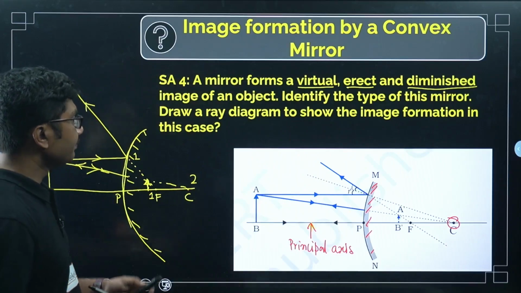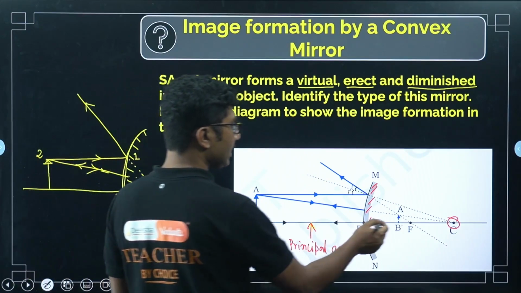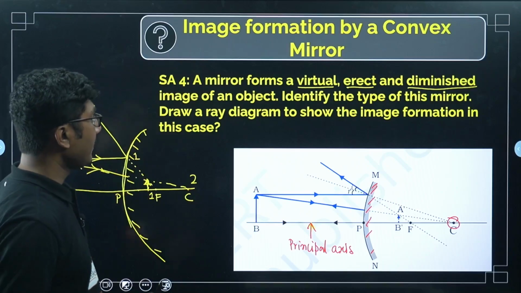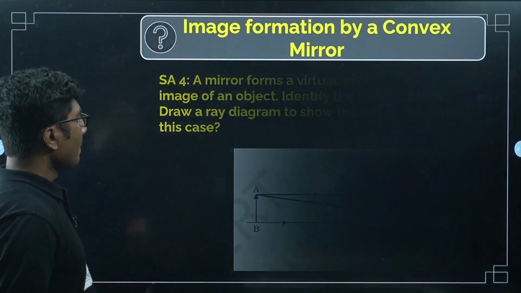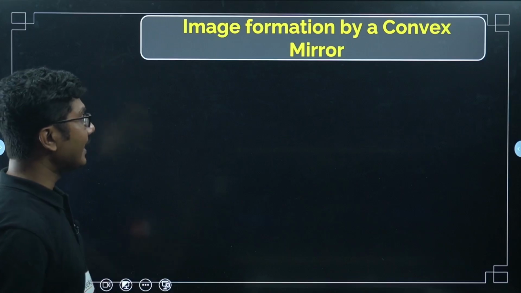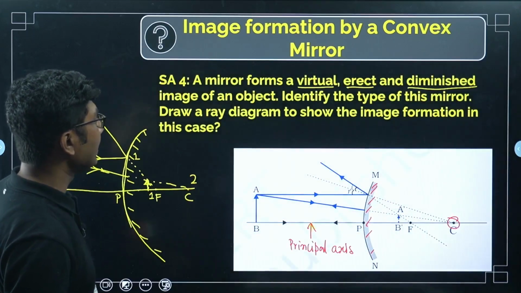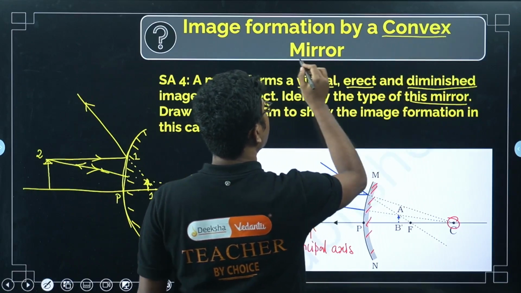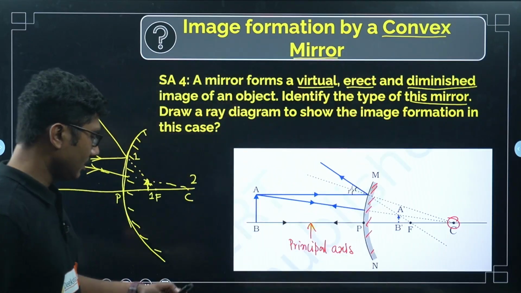Now let's move on. If you see, this is a virtual image, this is a diminished image, and also it is an erect image, right. Now they have asked you to identify the type of this mirror. So the type of this mirror is convex mirror, okay.